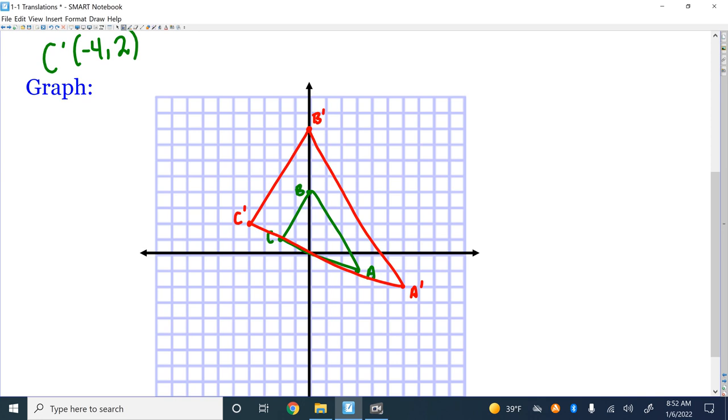Dilations, I think, are some of the easiest. Now, a dilation is the only transformation that changes the shape size. With translation, we just slide it, so it doesn't change the size of the figure. But a dilation changes the size. It either blows it up or shrinks it down.